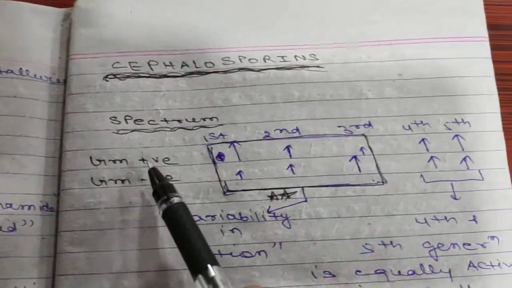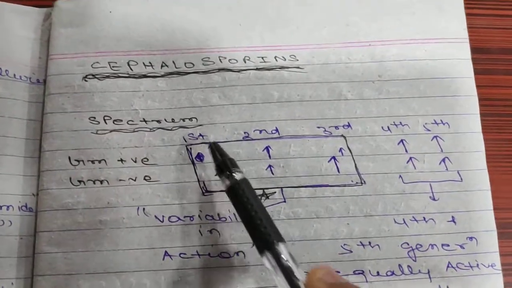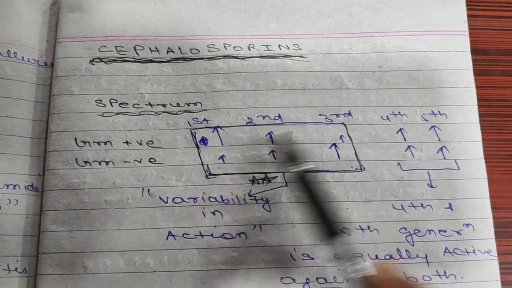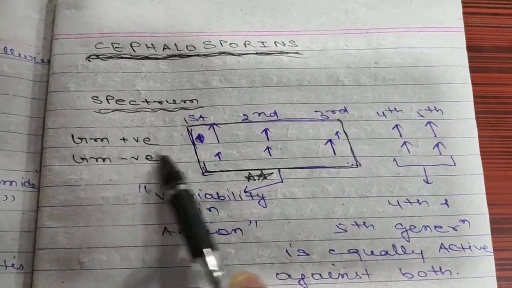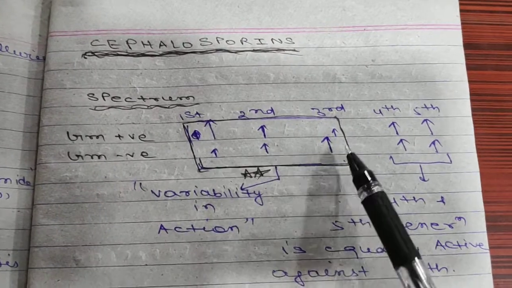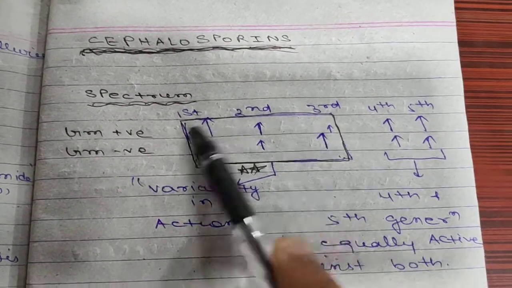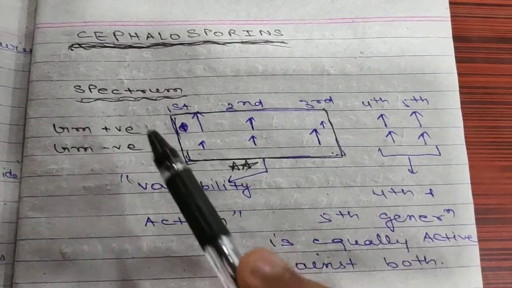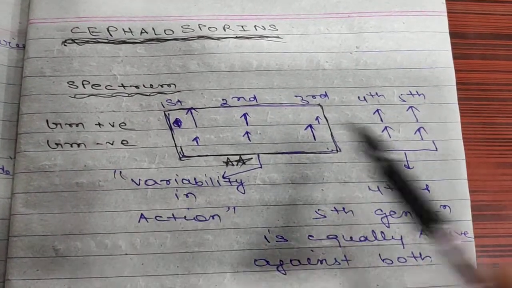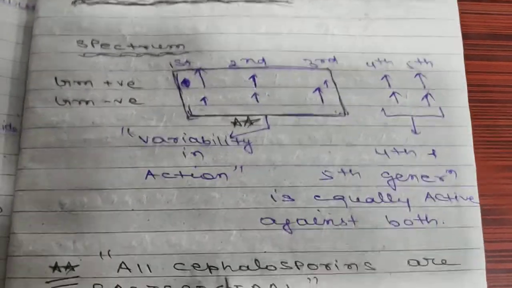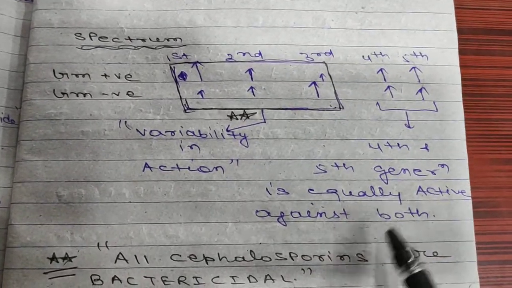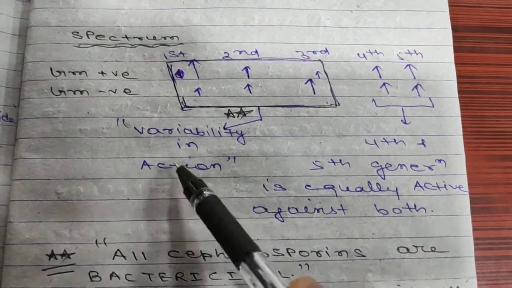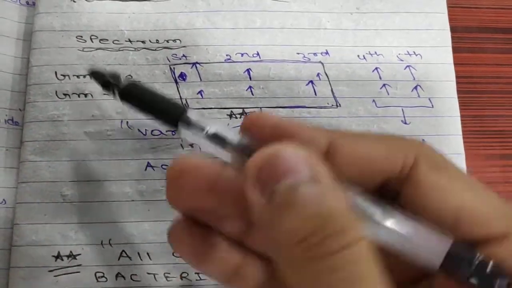Okay, so for gram positive, first generation has the highest activity. Okay, and then it is decreasing to third, and for gram negative the order is reversed, the highest is for third and the lowest is for first. So these are for the first 3 generations, and fourth and 5th generation both are equal for gram positive and gram negative. Okay, so fourth and 5th generation is equally active against both gram positive and gram negative, whereas first, second and third is having variability in action against gram positive and gram negative.